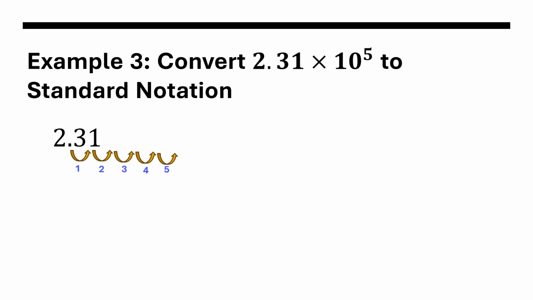So 1, 2, 3, 4, 5, and then you put now zeros through the movement. So I got 3 zeros. So you can now write that as a number as 231,000.